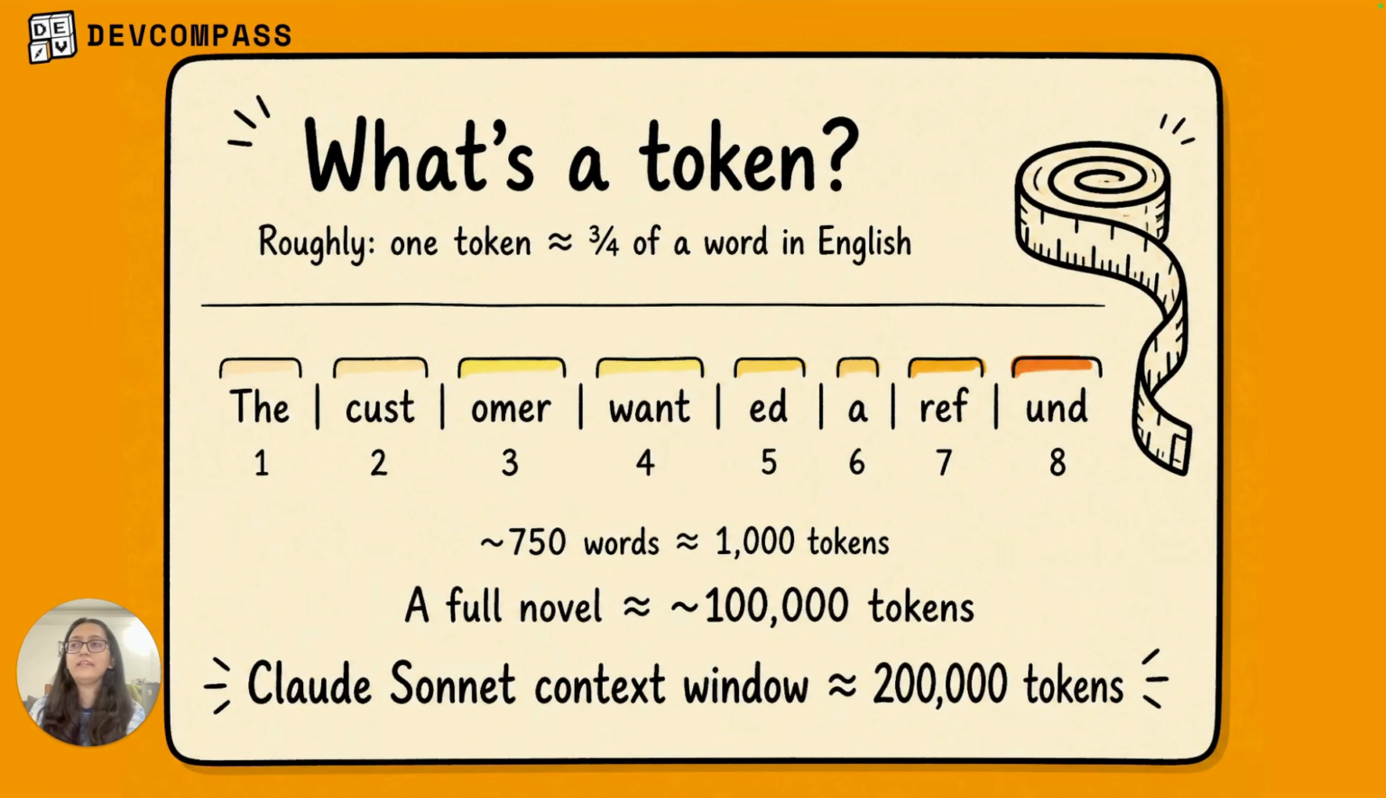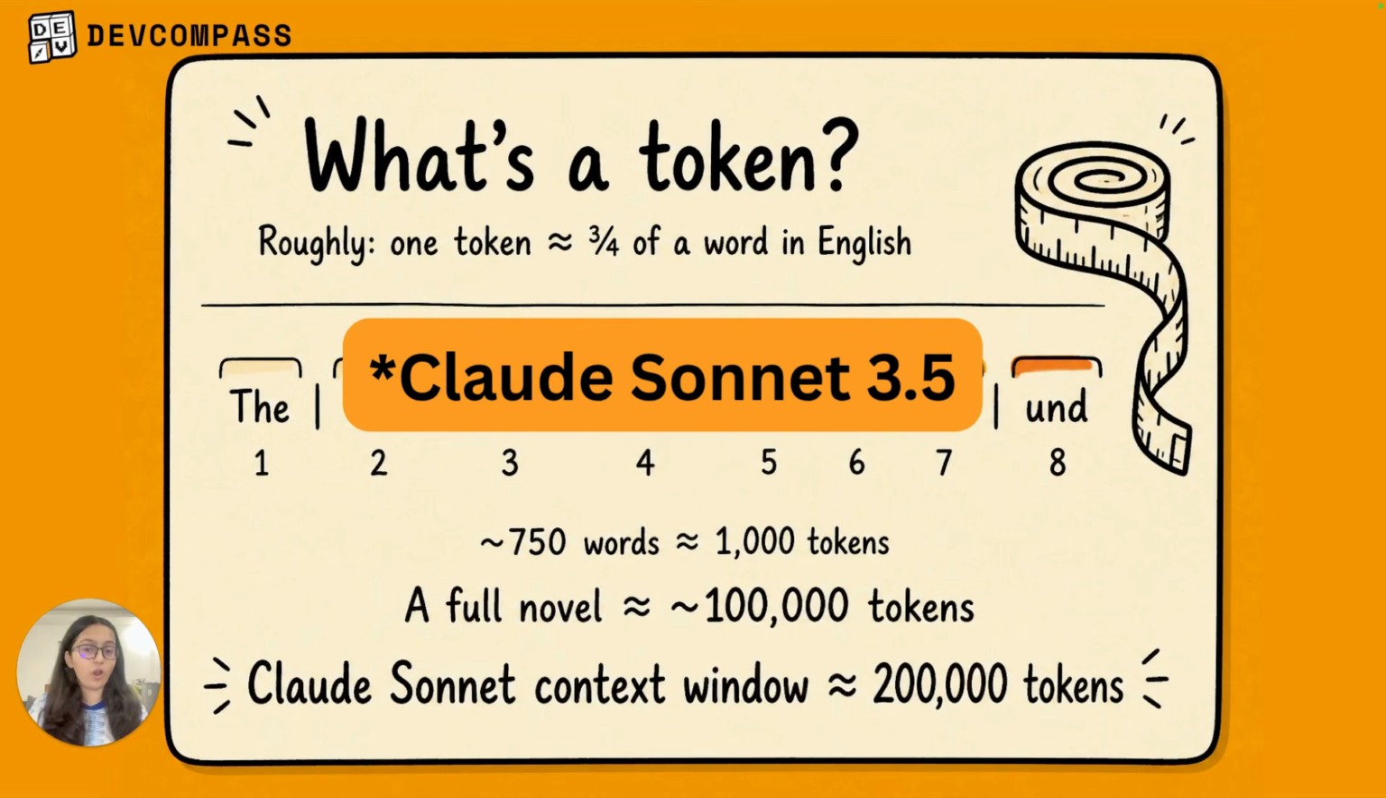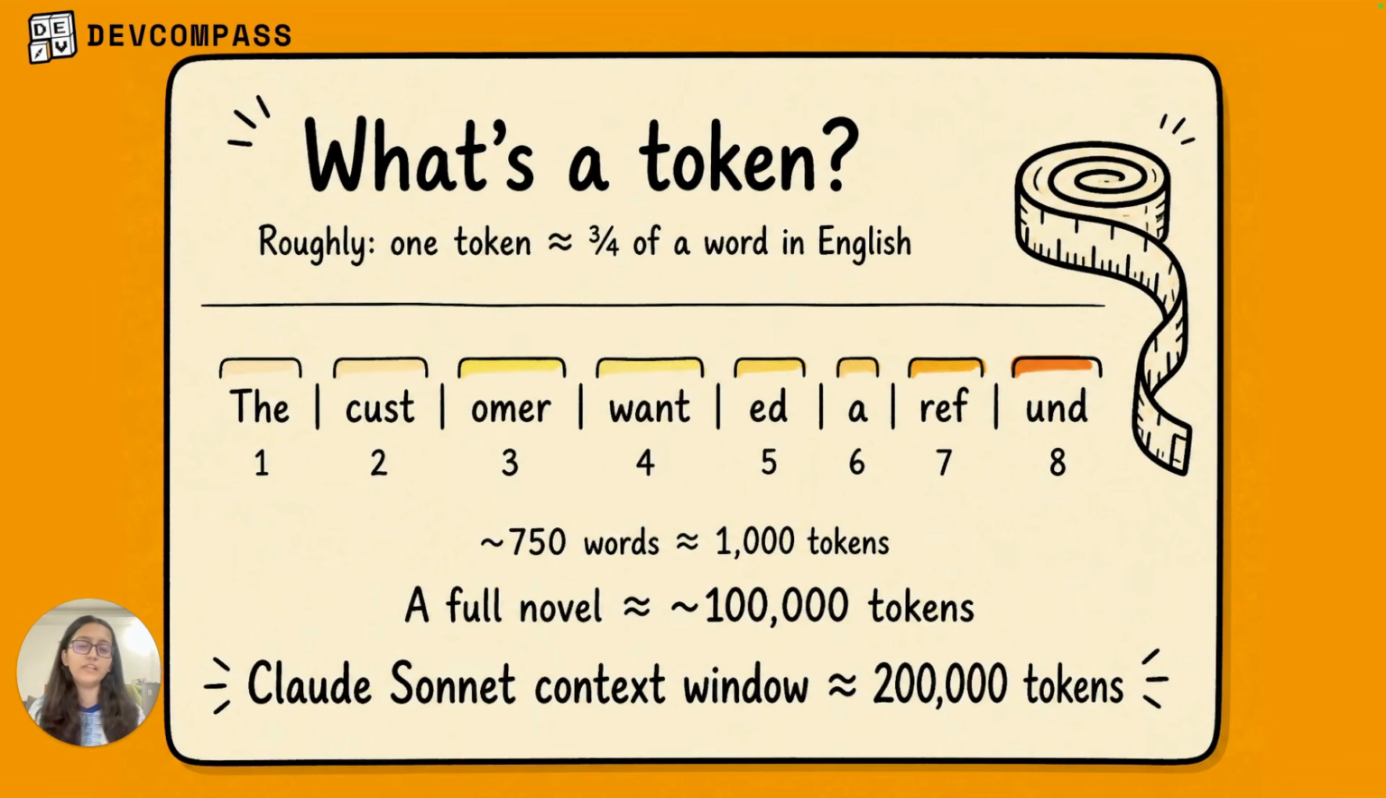That's how finally the text gets divided. Now the 3 scale reference lines below the example, 750 words, 1000 tokens, that's your conversion rate. A full novel, something like 80,000 to 100,000 words, is roughly 100,000 tokens. Claude Sonnet's context window is approximately 200,000 tokens, so the context window is roughly 2 full novels worth of text.